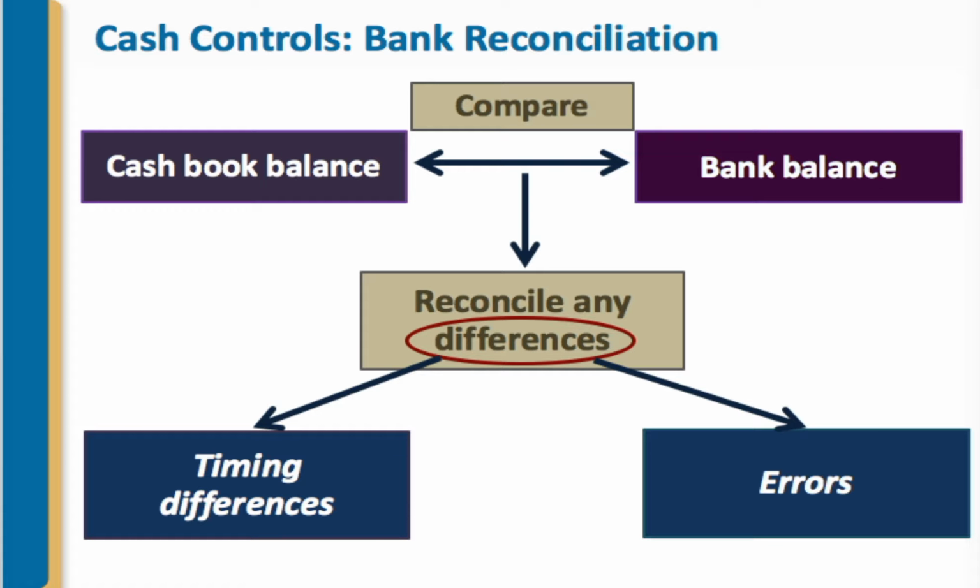One of the most important tools used in the control of cash is the bank reconciliation. Since all cash receipts are deposited into the bank account and cash disbursements are made by check, the bank account provides a separate record of cash. It's desirable to periodically compare the bank balance with the balance in the company's own records and reconcile any differences. Differences typically arise from one of two items: timing differences or errors.